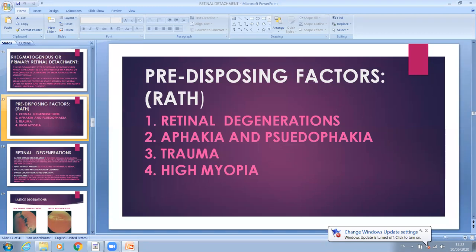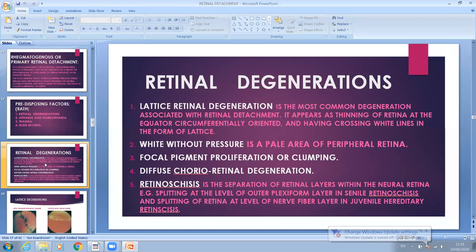In the next lecture, when you learn about the presentation, again there are 4 F's. And when you learn about the treatment, again there are 4 points in the treatment of retinal detachment. So remember the 4 points. Now the predisposing factors: among the retinal degenerations, although there are many which exist, those which are predisposing, associated somehow with the development of retinal detachment, are 5.